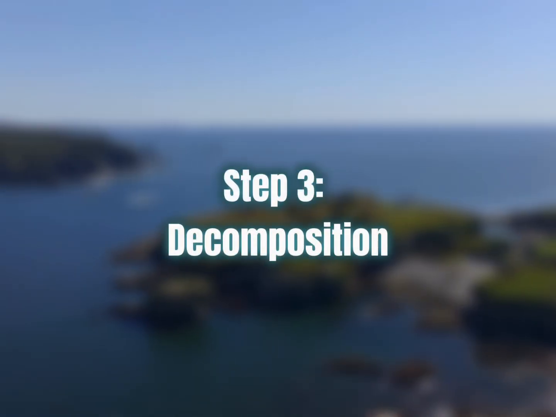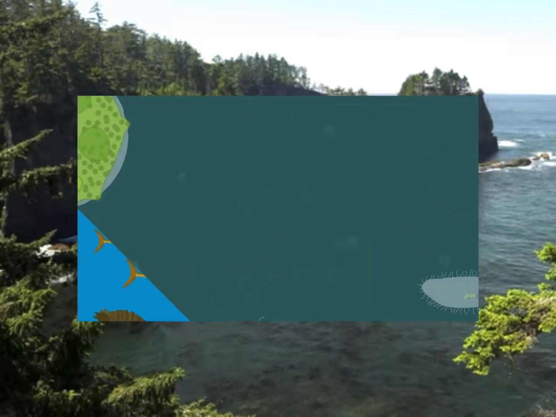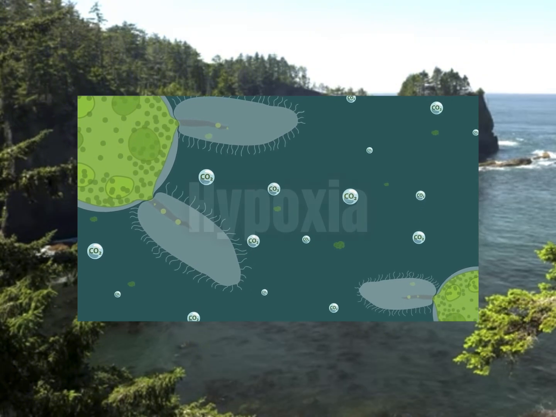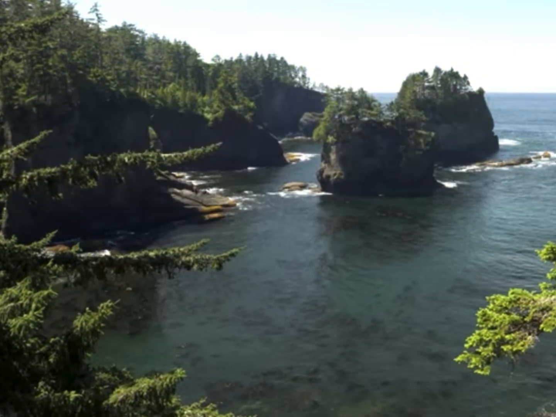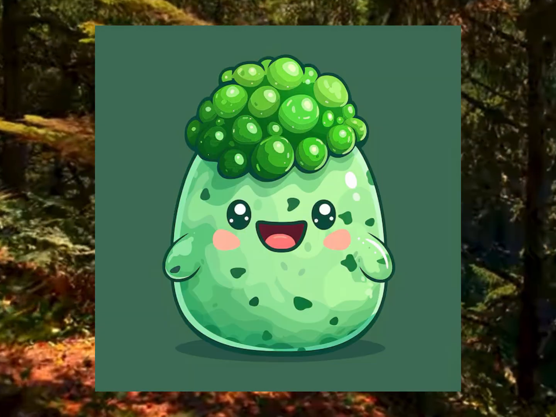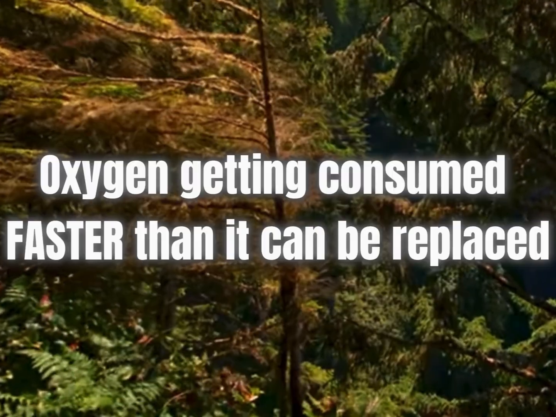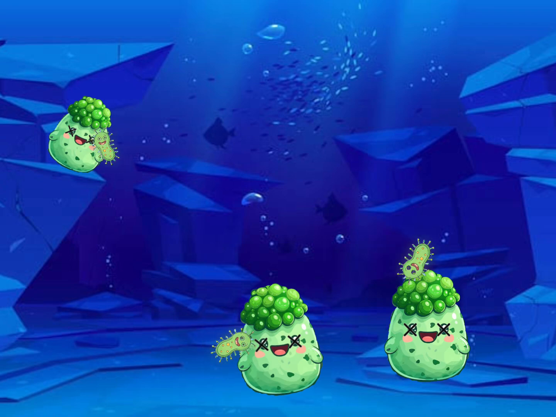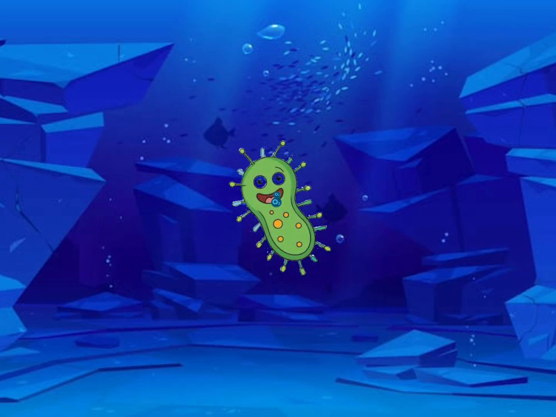Step 3. Decomposition. As the algae die, they are decomposed by bacteria. The process of decomposition consumes oxygen from the water, resulting in areas of hypoxia, otherwise known as dead zones. This decomposition reaction is a form of aerobic respiration. Massive amounts of dead algae lead to massive amounts of bacteria, which ultimately results in oxygen getting consumed faster than it can be replaced. To consume all the dead algae, microbes have to use a lot of oxygen, and in the case of dead zones, nearly all of it.